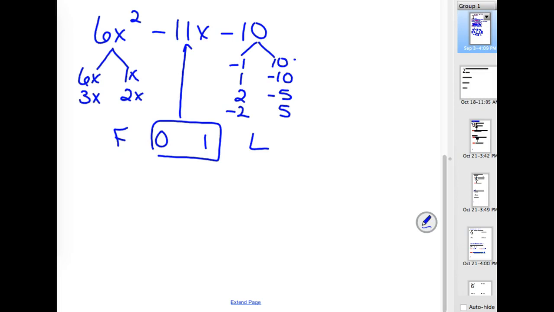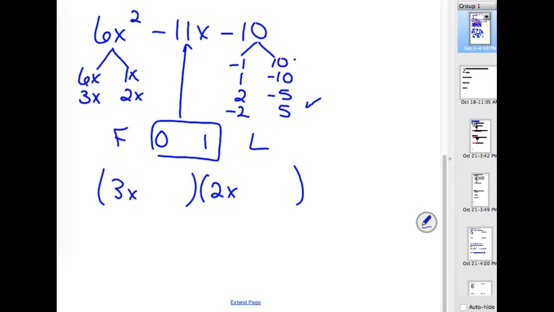Okay? So looking at our combinations, we probably don't want to multiply, let's say, the 6x by a 10. That's going to give us a 60, which is going to be way too big. So let's start with our smaller numbers. Let's try our 3x and our 2x. If it doesn't work, we can always go back and try the 6x and the 1x. And then again, because I'm looking for smaller numbers in the middle, nothing huge, I'm going to start by using the 2 and 5 pairs.